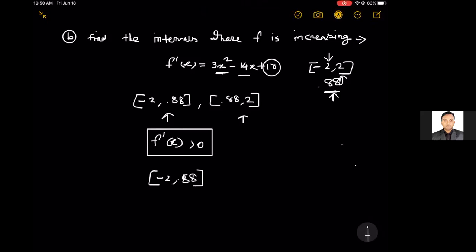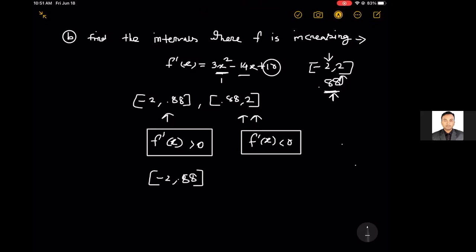Right? And if we pick any value from this, anything up to 2, let's see what's happening. So if we plug in, let's say 1.5, in this interval, this will be 3, this will be negative 14, this will be positive 10. So you can see you'll have a negative. So for this part of the interval, our first derivative will be negative.